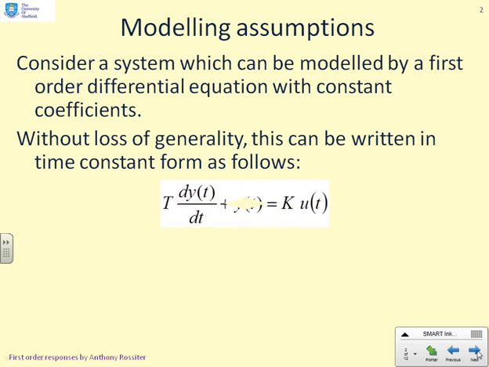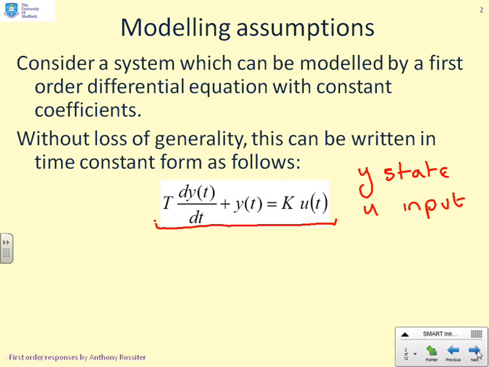Without loss of generality, we can write such an equation in the time constant form that's given here. You can see we've got T dy/dt plus y(t) equals K times u(t), and ordinarily y is the state of the system and u is considered as the input to the system.